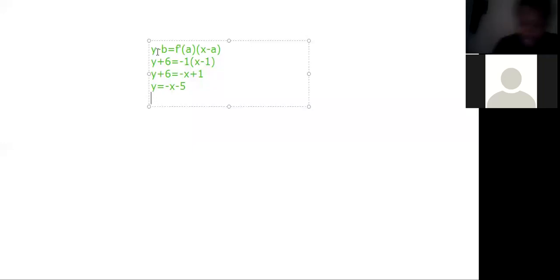Now let's solve some more. Find the equation of the tangent and that of the normal to the curve y is equal to x cubed. So another question.